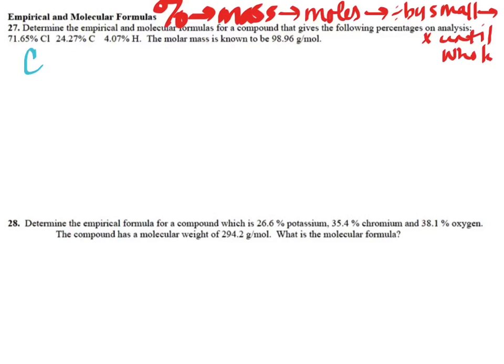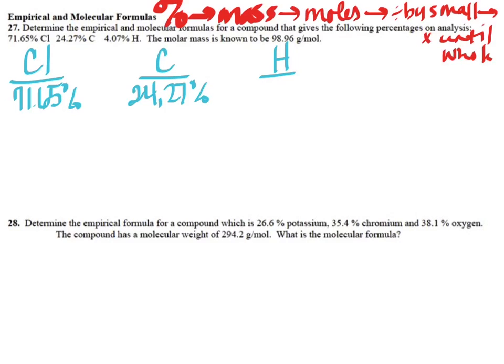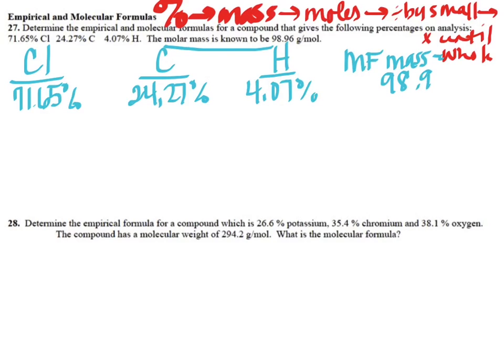So here, determine the empirical and molecular formulas for a compound that gives the following percentages on analysis. So we have chlorine, which is 71.65%. Carbon, which is 24.27%. And hydrogen, which is 4.07%. Molar mass is known to be 98.96. When it says molar mass, they probably mean true molar mass also. So we know that the molecular formula mass, our true molar mass, is 98.96. And it wants us to find empirical and molecular.